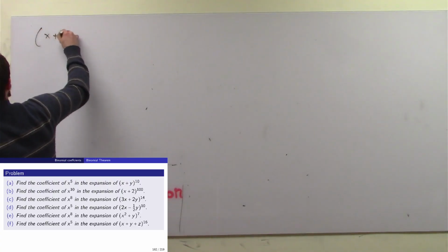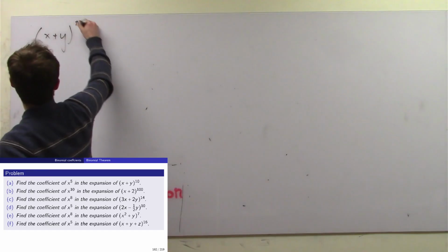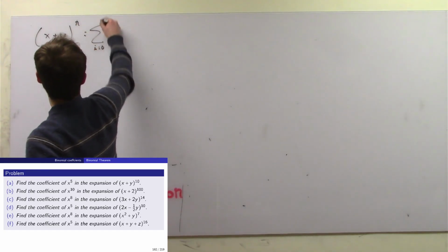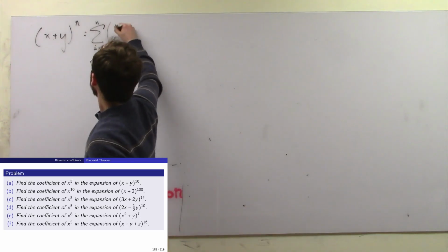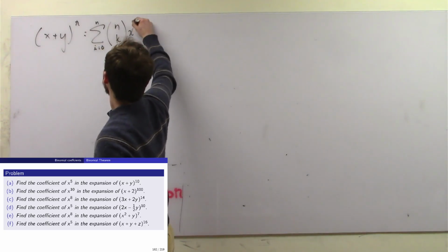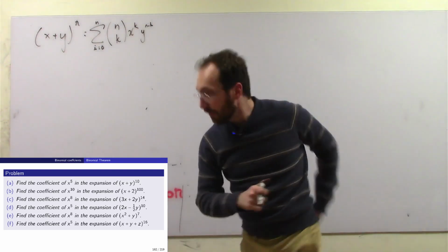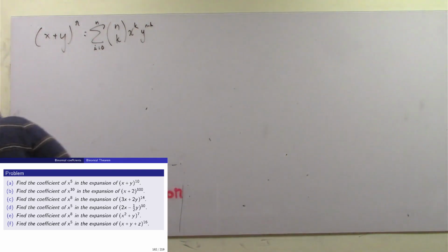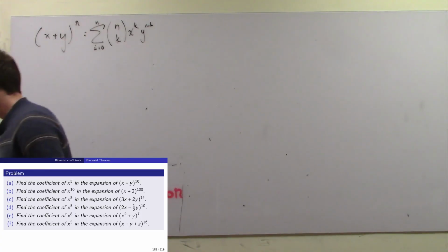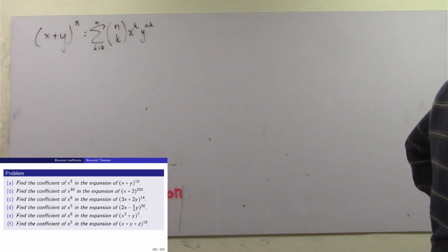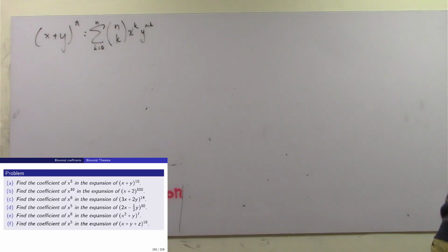(x plus y) to the n equal to this sum, i equal 0. Okay, there's our binomial theorem. Now let's expand one of these. Which of these looks enticing to the crowd? D. Perfect. Let's do it.